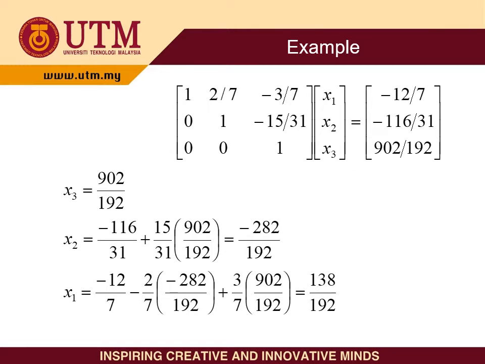Then with the answer from the previous y, we need to find the x, right? For x3, this one 1 over x3, so 1 over here divide by 1, so it's still 902 over 192. And then you already got y3, so it's supposed to be here x3, so this is the equation, so you will get x2. We already have x3, we already have x2, now we need to find x1, so you just put into the equation, you will get your x1.